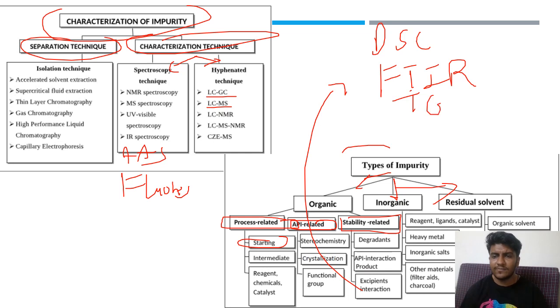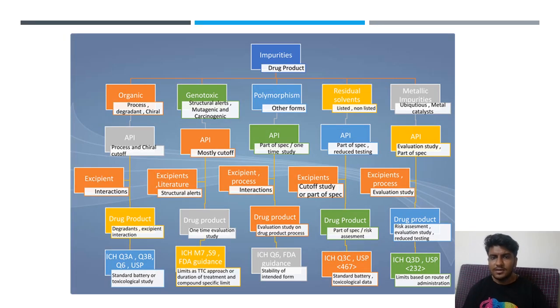TGA, thermogravimetric analysis. So you check endothermic peaks in DSC, and all. In FTIR, you use the pellet technique, the KBr pellet technique, for the same. So these are the different impurity profiling aspects that you can see. The drug product, it can be either organic, genotoxic, polymorphic, residual solvent. So your QSAM guidelines, quality, safety, efficacy, multidisciplinary.